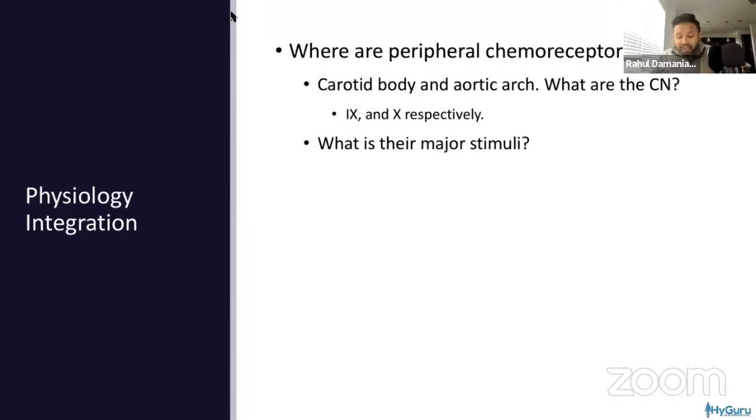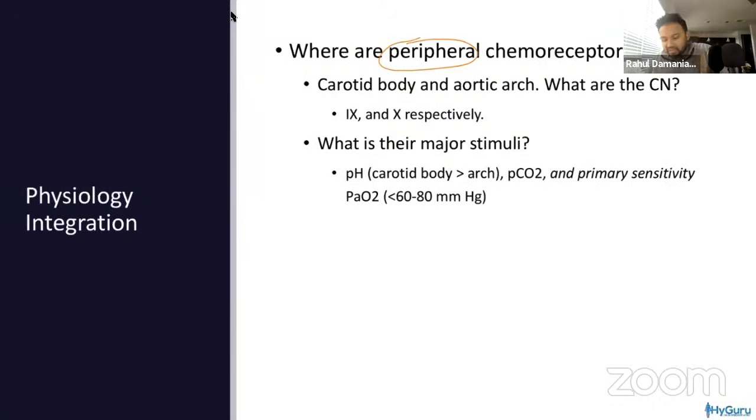The major stimuli for the peripheral chemoreceptors are actually going to be a low PaO2. And I can't stress that enough. A low PaO2 is going to stimulate the peripheral chemoreceptors. The central chemoreceptors, which are found in the brain, are going to be more sensitive to acidosis, whereas the peripheral chemoreceptors are going to be more sensitive to hypoxemia.